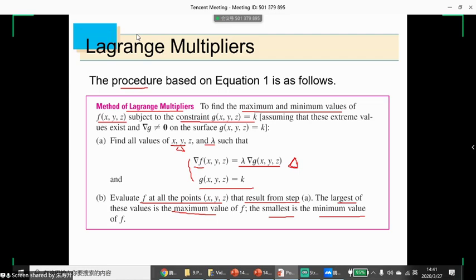So this is the method to find the maximum or minimum value with a constraint c equal to k. The first step is to find x, y, z and lambda such that these two conditions are satisfied: gradient of f equals lambda gradient of c, and c equals k. The second step is to get the values of f at all the points from the first step and compare them.